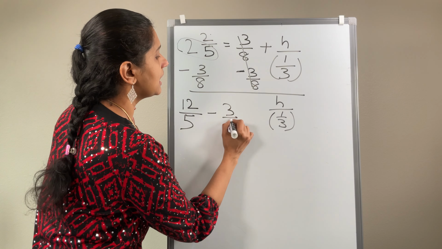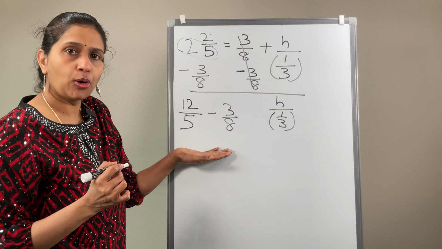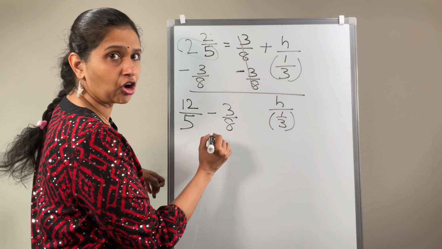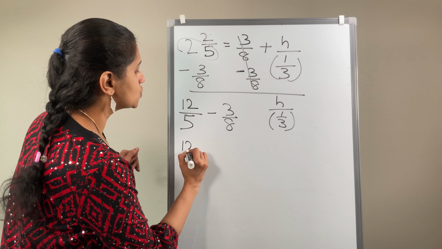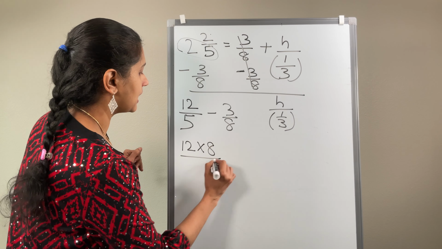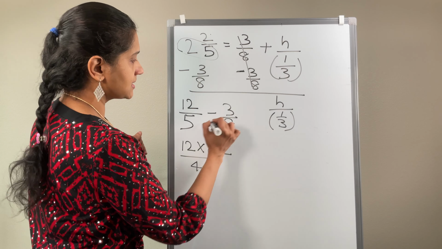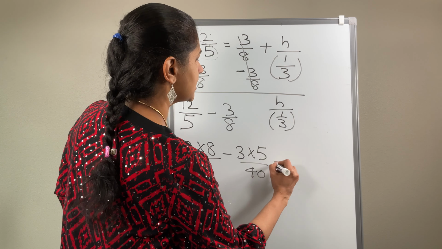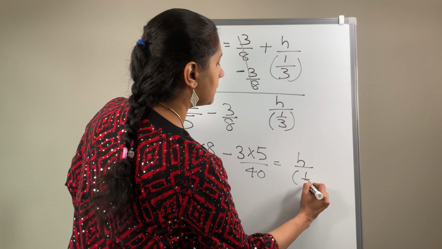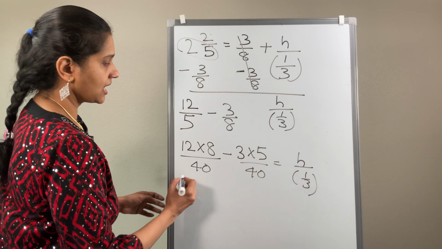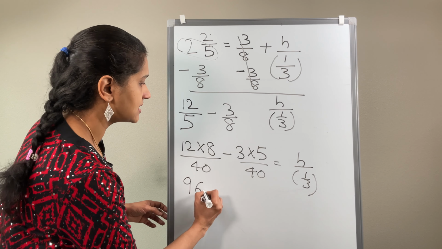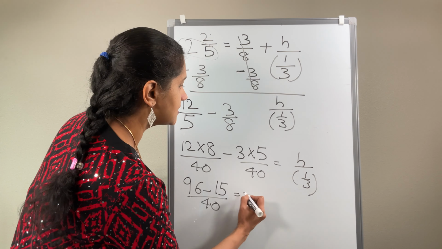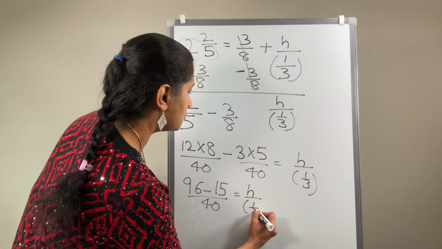Minus 3 by 8. Now to make it as like denominators, we have to take the LCM of 5 and 8 which is going to be equal to 40. So how will you make this 40? 12 times 8 by 40 minus 3 times 5 by 40. That is equal to h by 1 by 3. Now 12 times 8, that's going to be equal to 96 minus 15 divided by 40. That is equal to h by 1 by 3.